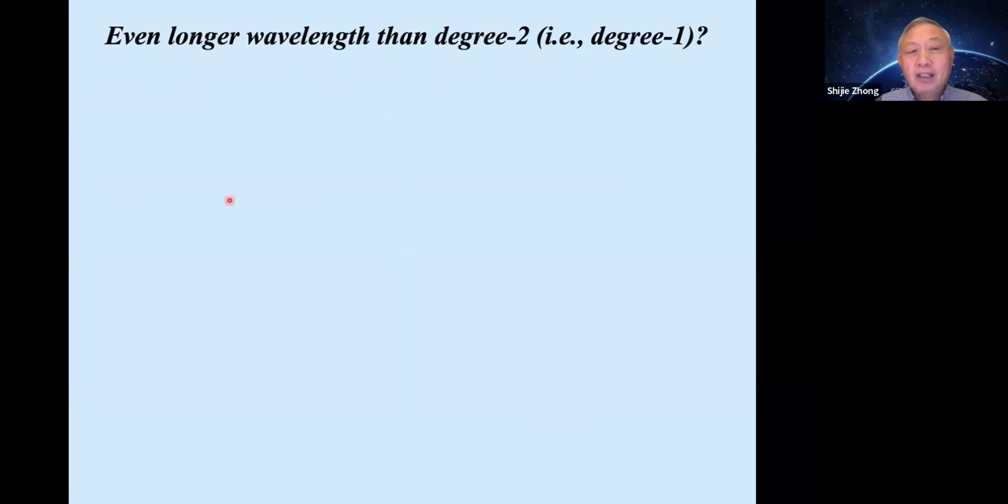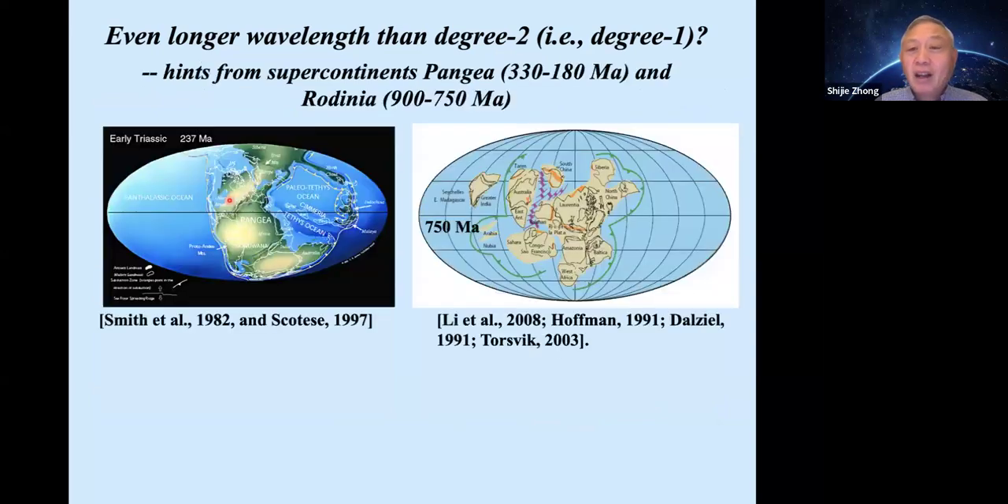Now, the one question we can actually ask: can we even have longer wavelengths than degree 2? Well, the only wavelength that is longer than degree 2 would be degree 1, right? So there are actually hints, not for present day, but for the Earth's past, that is the supercontinent period. So we know there's a supercontinent Pangaea.